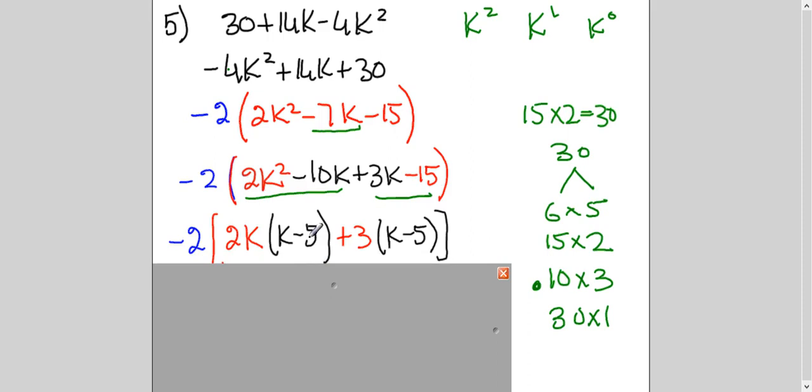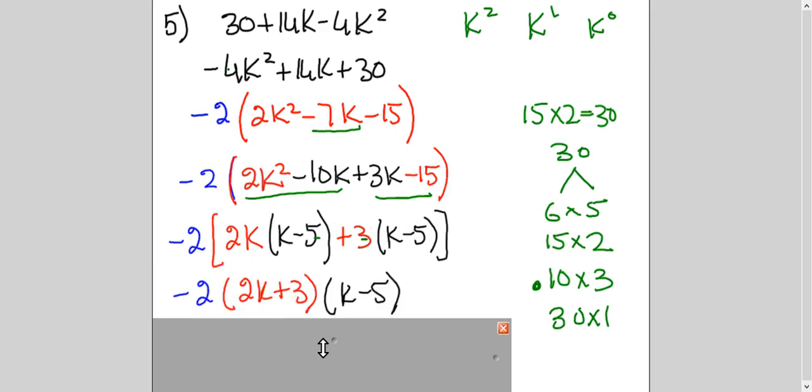So I'm not going into details now, right? I'm taking 2k common out, k minus 5, because 2 5s are 10. From here, 3 is common out. So k, plus minus is minus, 3 5s are 15. Now you see these are same. So it's perfectly fine. So this is how you factorize it.